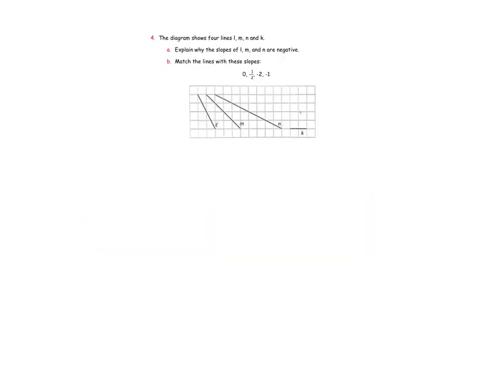Finally, question 4 says the diagrams show 4 lines L, M, N and K. Explain why the slopes are negative. Remember that uphill equals positive and downhill equals negative. And then the final thing it wants you to do is just match the lines with the slopes.